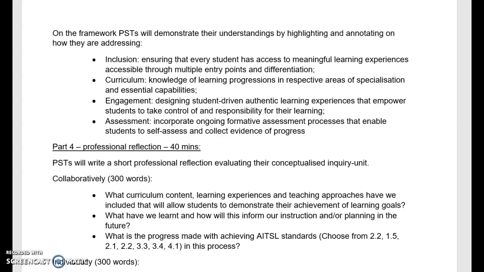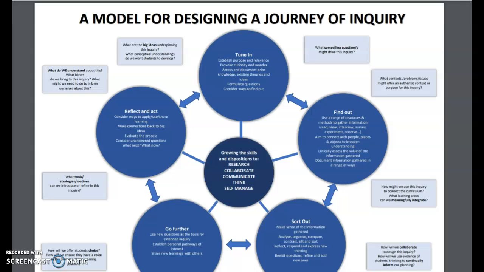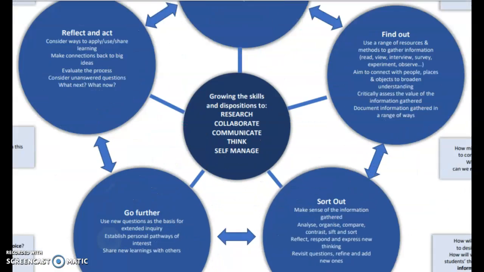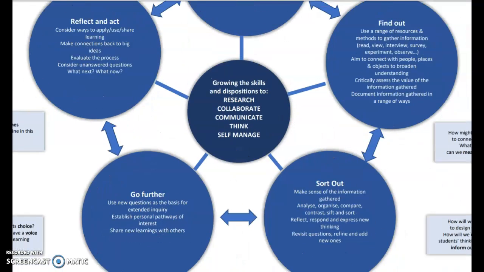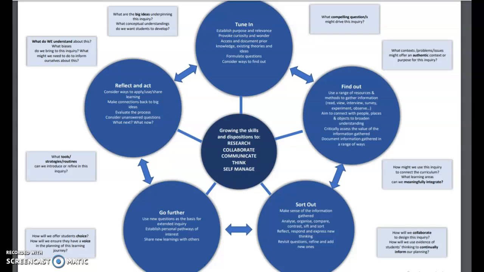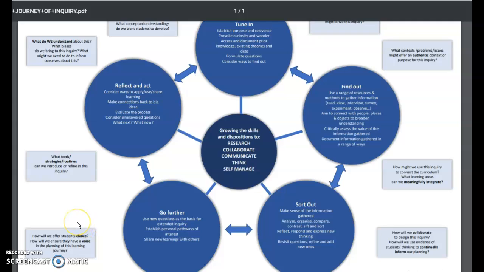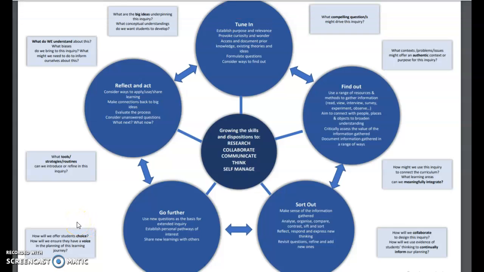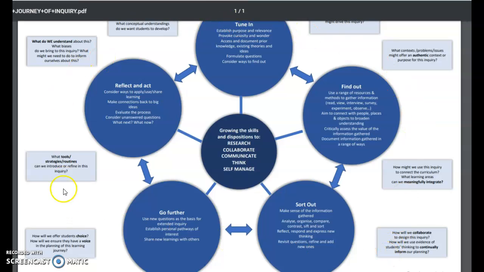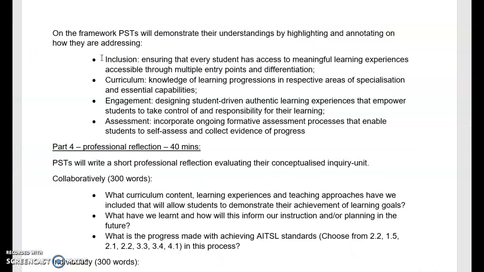Now there are subheadings on the A3 sheet of paper to help you demonstrate these understandings by providing prompts. For example, if we look at the bottom left-hand side, I can't get closer than that, how will we offer students choice? This is obviously addressing differentiation and student agency. So these questions around the outside are going to help you answer the four important points on the assessment sheet.